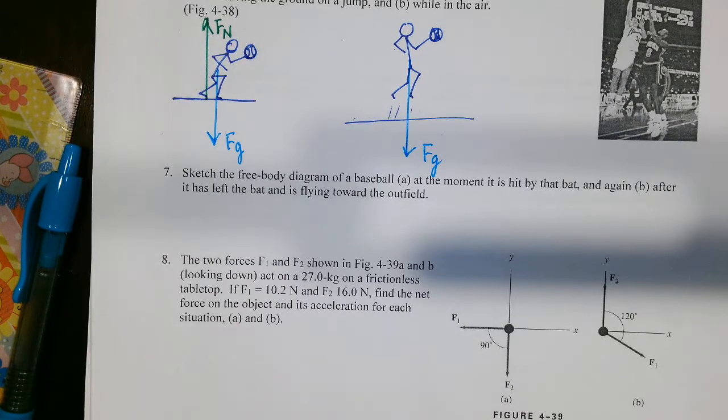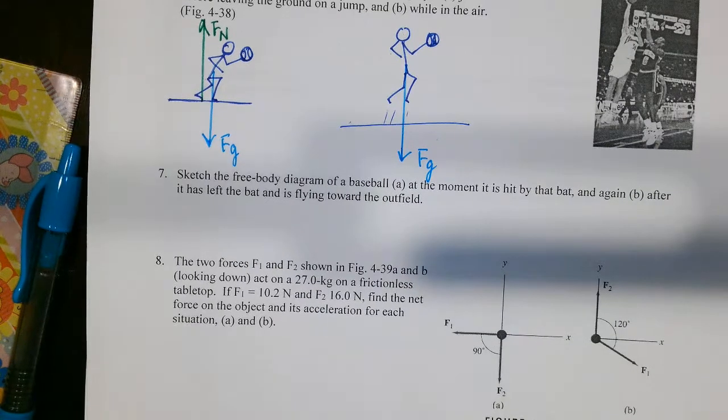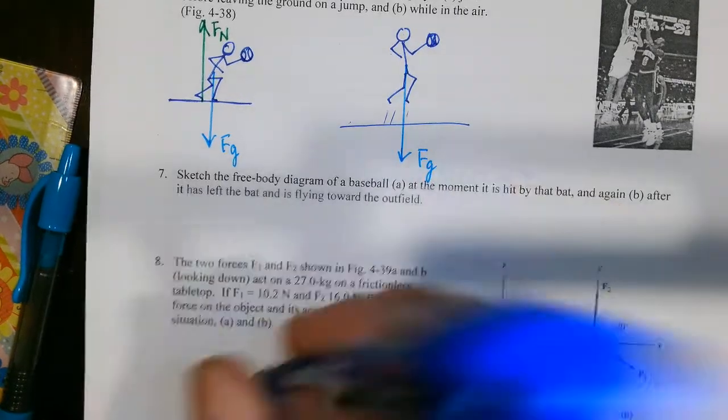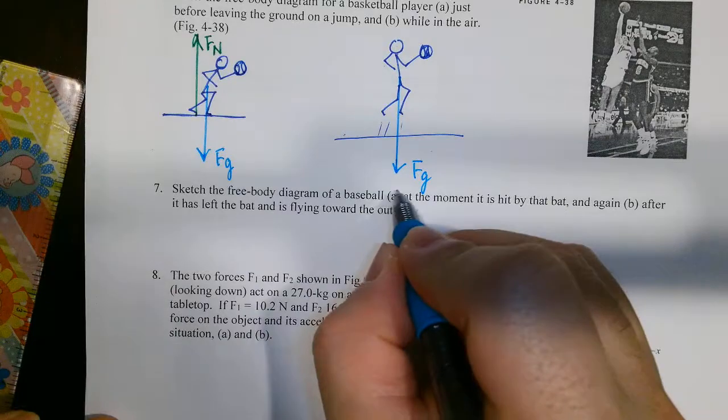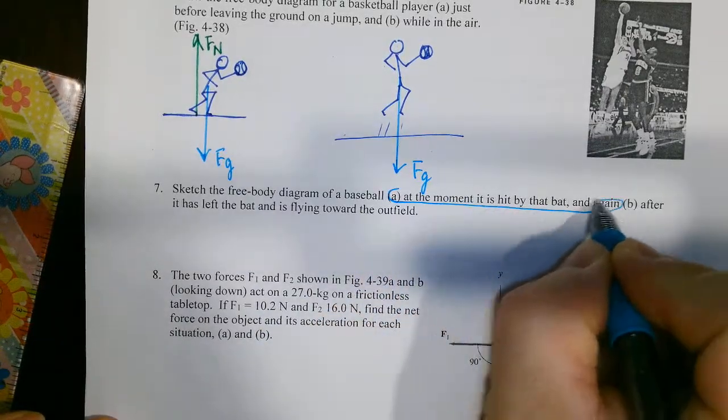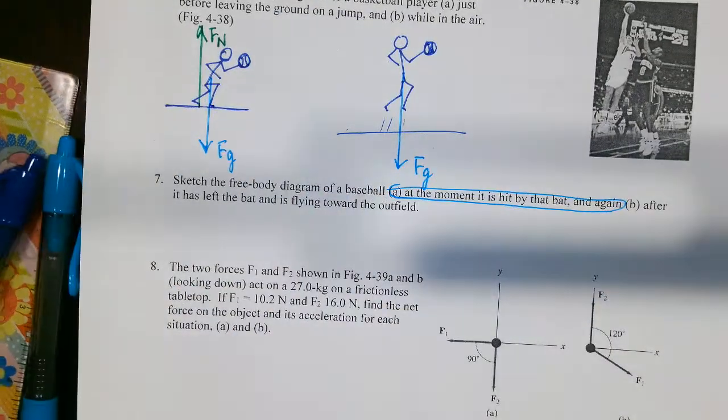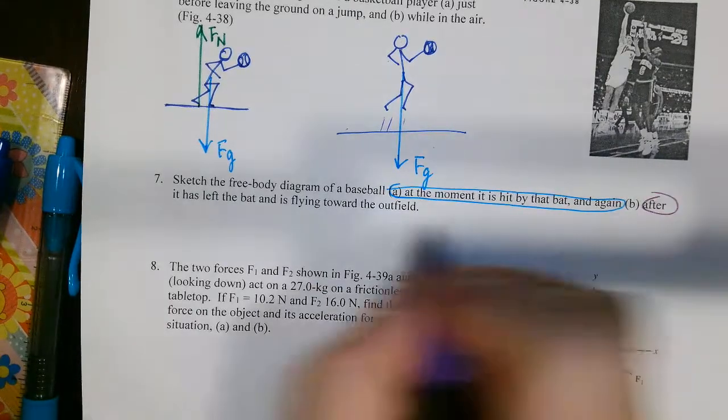7. Sketch the free body diagram of a baseball at the moment it is hit by the bat, and again after it has left the bat and is flying towards the outfield. All right, so we have two scenarios here. Here's scenario 1, and here's scenario 2.